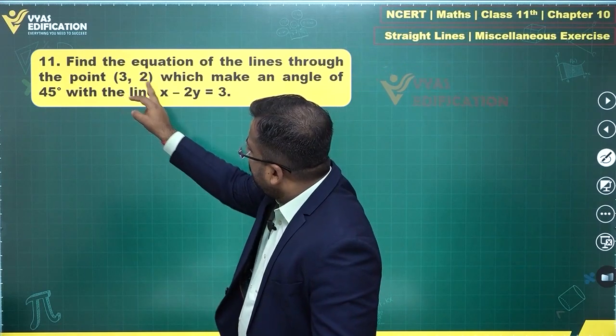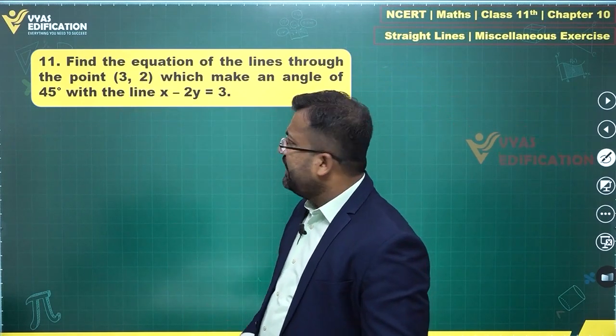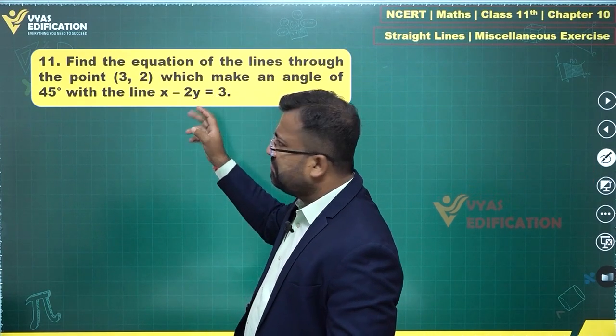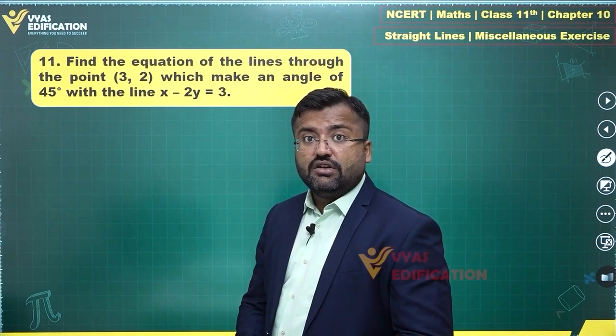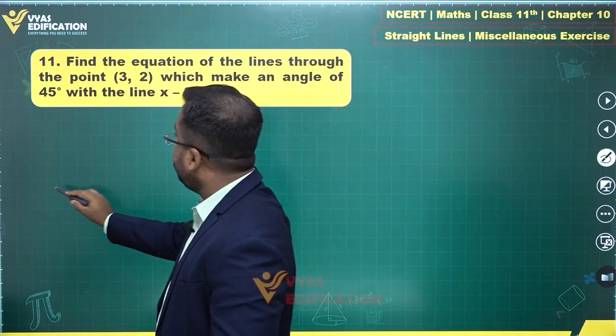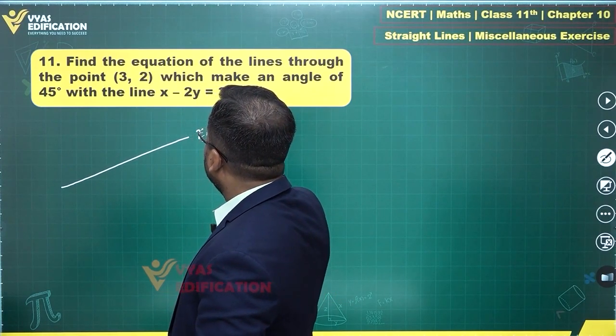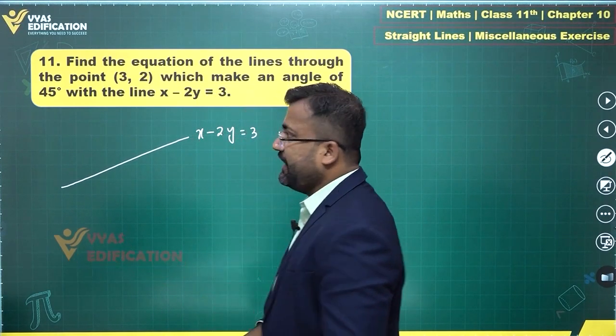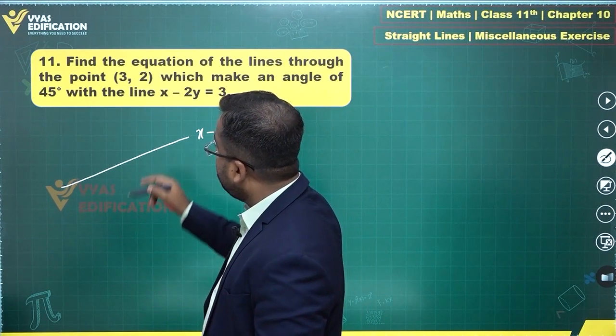Does this point (3, 2) lie on this particular line? First of all, let's check this. This is 3 minus 4, no, this is not equal to 3. So this point is totally outside. x minus 2y equals 3 is this line, and there is another point (3, 2).